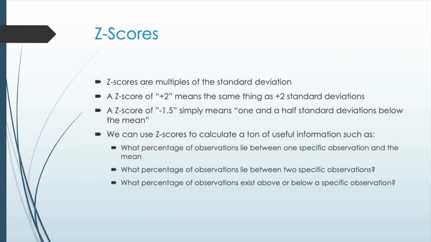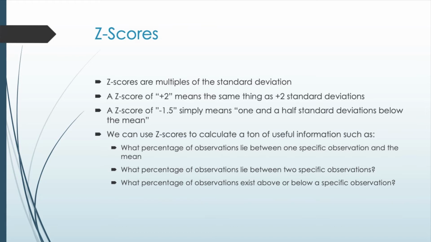Z-scores are just multiples of the standard deviation. If we had a z-score of positive 2, that means the same exact thing as a standard deviation of plus 2. A z-score of negative 1.5 would simply mean 1.5 standard deviations below the mean. So z-scores are just multiples of the standard deviation. And what's great about z-scores is that we can use them to calculate a ton of really useful information, such as what percentage of observations lie between one specific observation and the mean.